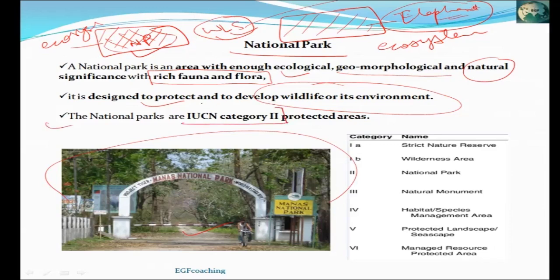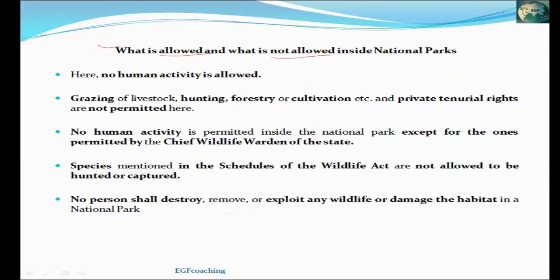National parks are under IUCN category 2. Here you can see different categories of IUCN. Here in category 2, national park has been kept. Now what is allowed and what is not allowed inside a national park? No human activity is allowed here. Grazing cannot be done. Hunting, forestry, cultivation, any agricultural cultivation cannot be done here. Private property rights are not allowed.